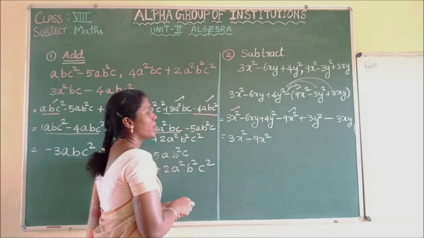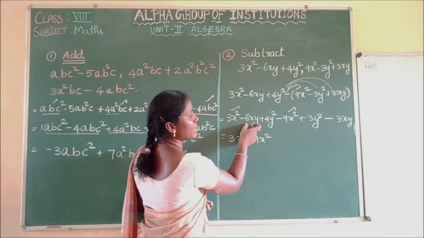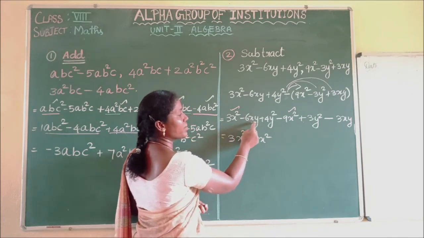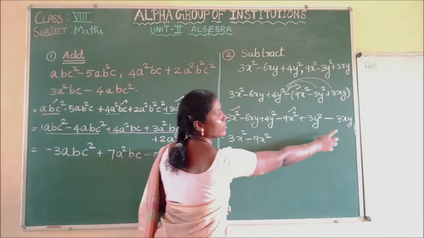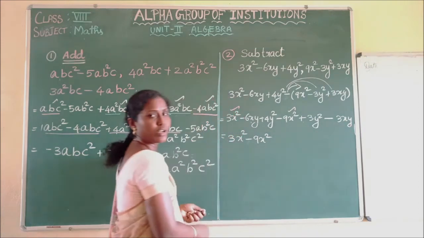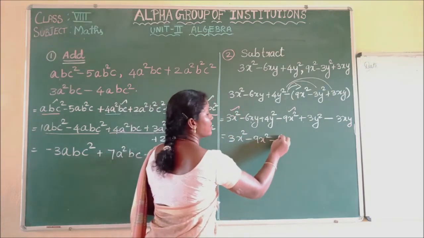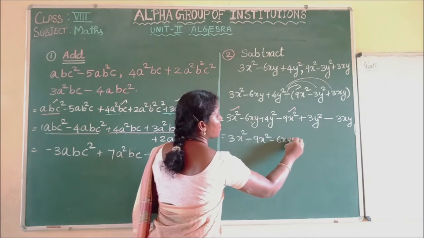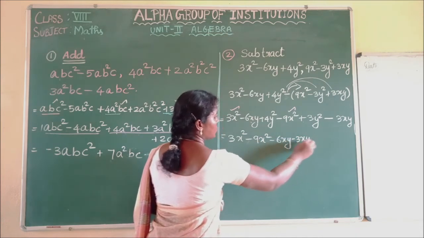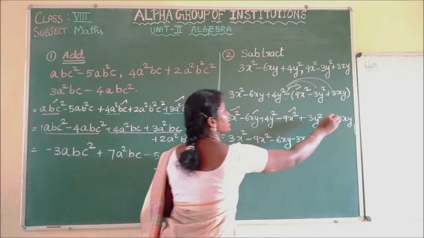Okay, now find the like term for the second term, where the variable is x and y. Yes, we are having the last term as the like term for that. Again rearrange that: minus 6xy minus 3xy. So this is also finished, isn't it?